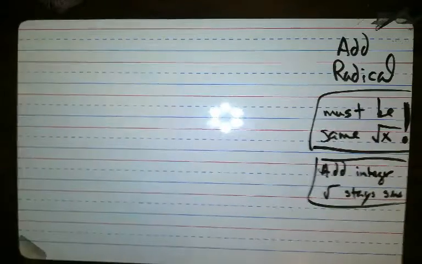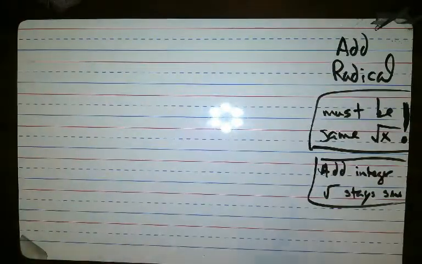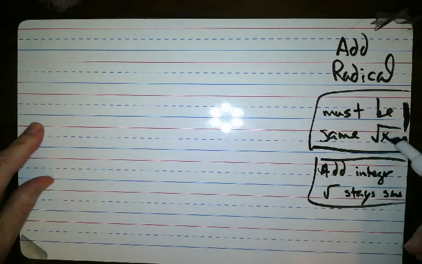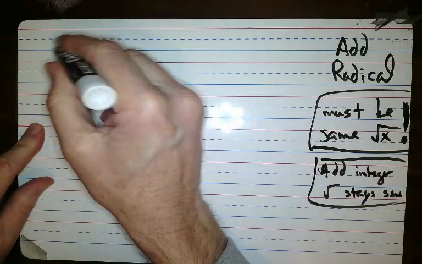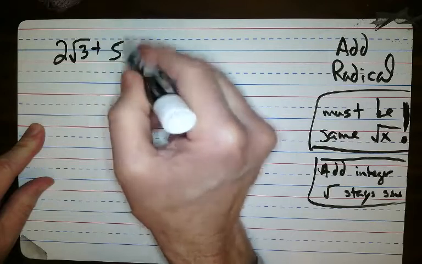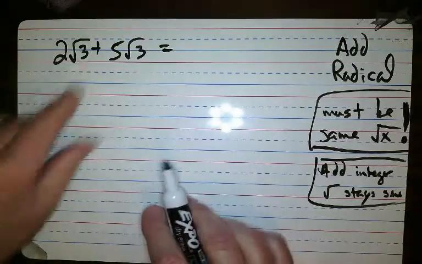Okay, today we're adding radicals. And the way we add radicals is they have to be the same square root or cube root or whatever in order to be able to add them. So let's do a couple of easy ones. Start off the bat, 5 radical 3.